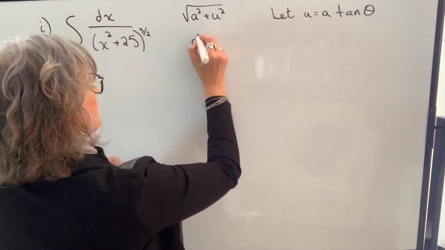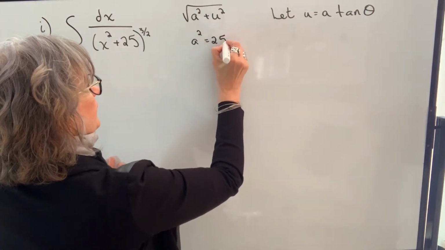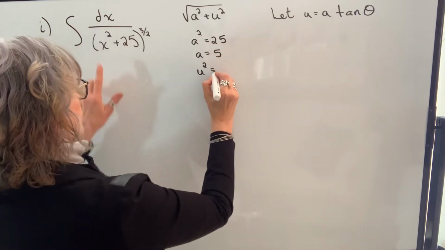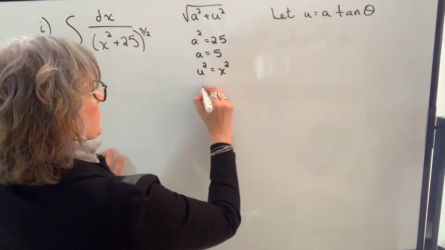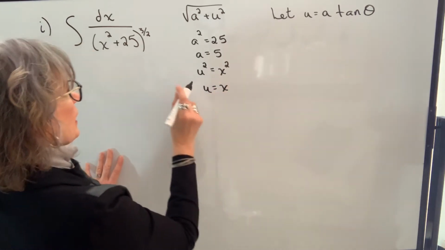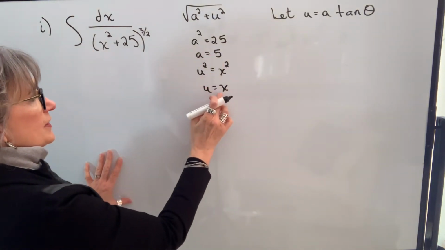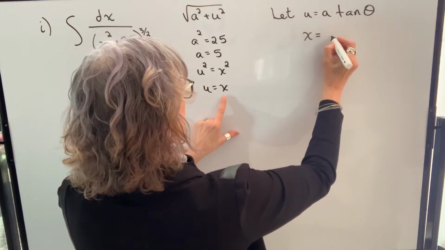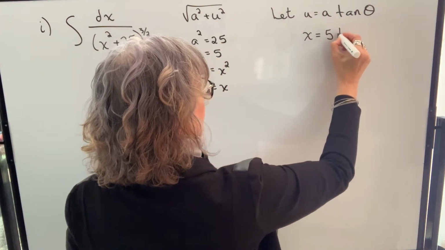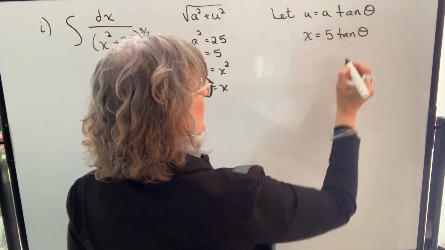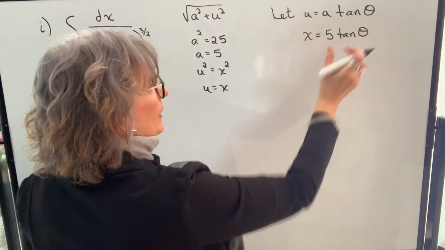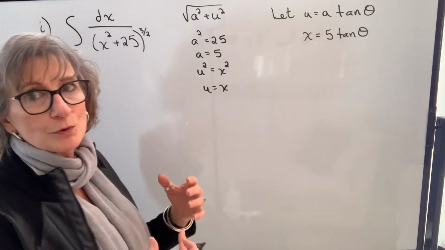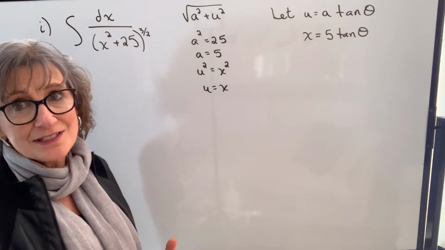So a squared will equal 25. Therefore, a is 5. u squared is x squared. u will be equal to x. Remember, a is always the constant, u is the function. So u, which is x, will be equal to a, which is 5 times tan of theta. So we're going to replace our x's with 5 tan theta. We're changing to a different variable, so we have to work with d theta, not dx.